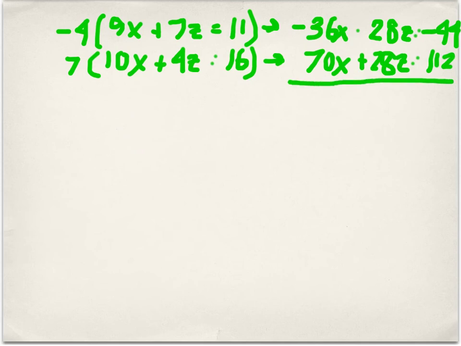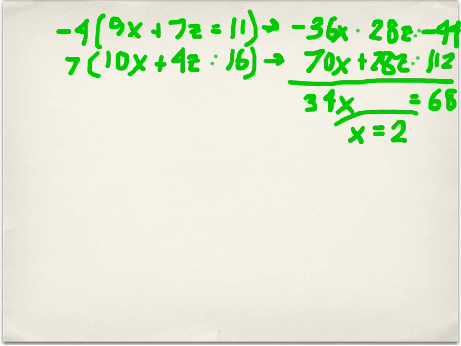When I add these up, I can't see my writing very well here, I'm going to get 34x equaling 68. Now that's kind of nice. You see that I can divide by 34 and voila, x is going to equal 2. So that's one of my answers. My answers here will actually be something called an ordered triple, believe it or not.